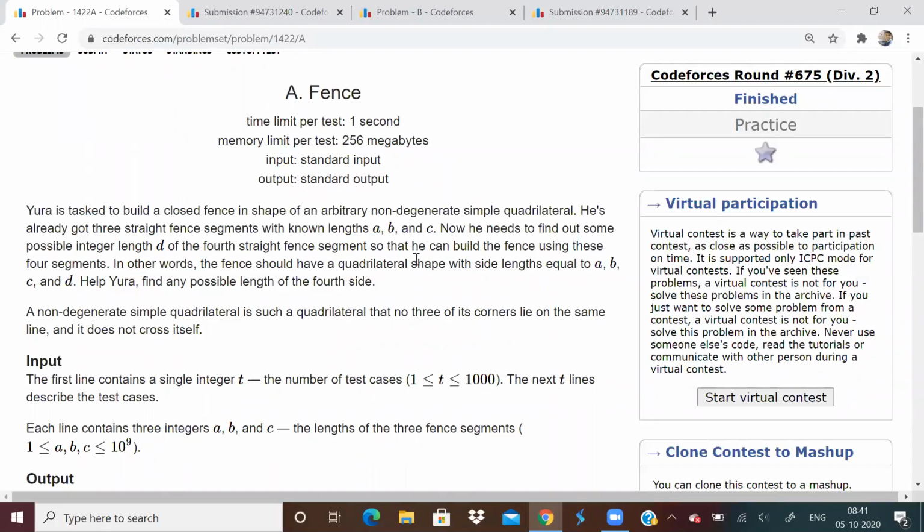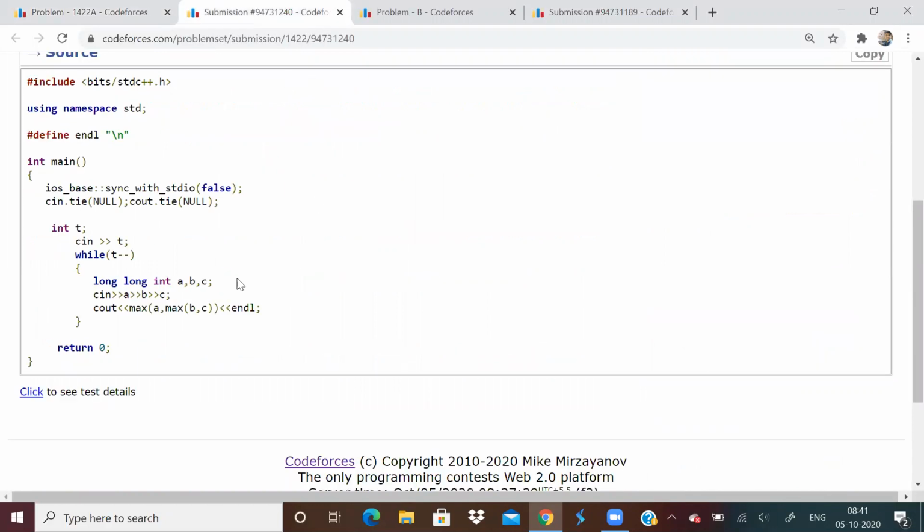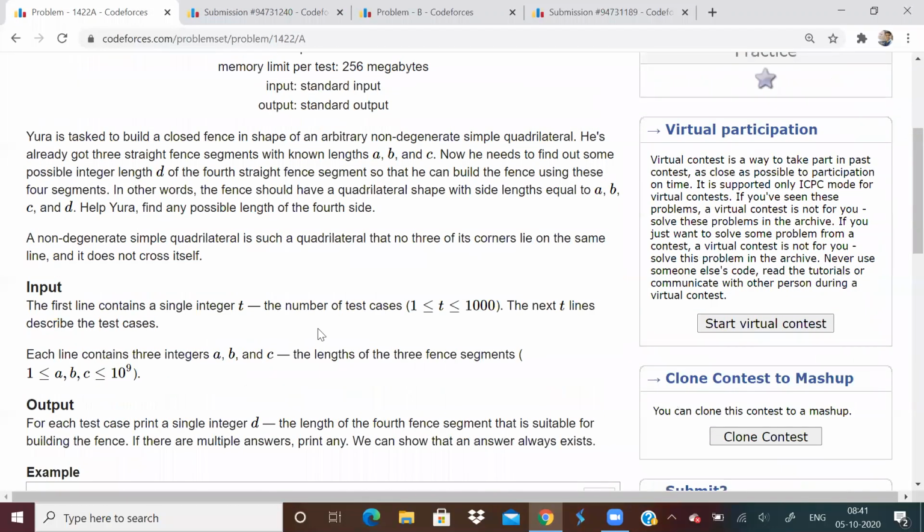So the easiest solution to this problem is just printing the maximum of A, B, and C. This condition will be automatically satisfied when you print the maximum of A, B, and C. So the answer is just a one-line solution, max of A, max of B, C. So you print the maximum of the three numbers. So problem A was simple.